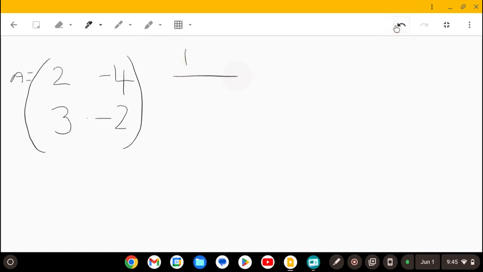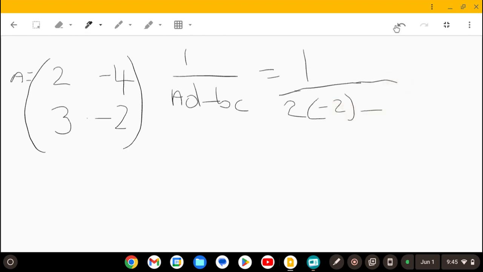So, 1 over AD minus BC. We know that 2 is A, so it's going to be 1 over 2 times D, which is -2, minus B, which is -4, times C, which is 3. So we'll just simplify from here. 2 times -2 is going to give us -4, because positive times negative gives us negative. Minus -4 times 3 will give us -12.